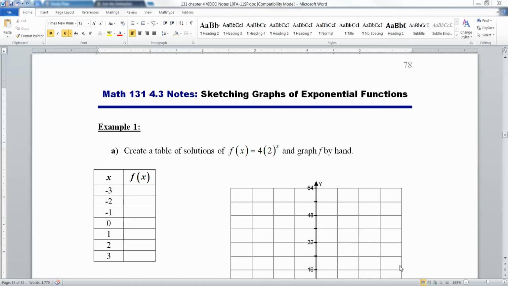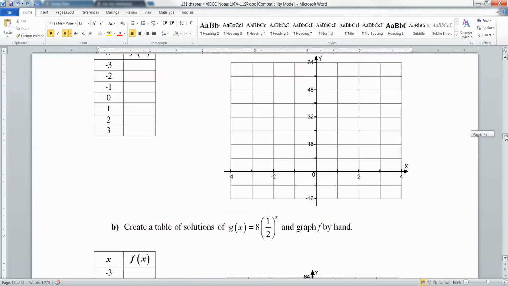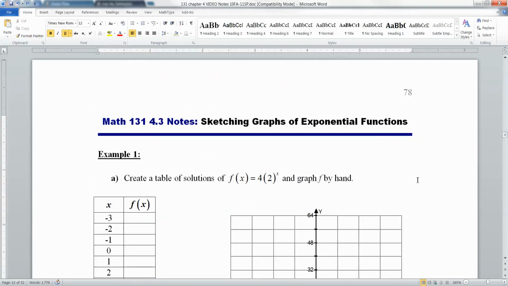Moving on to section 4.3 here, we want to talk about how exponential functions graph. So we've looked at exponentials, we've looked at how they work in terms of rules and simplifying and all that stuff, which is technically review from earlier courses, right? But now we want to think about how they would work in functions and what that would look like when you graph them.